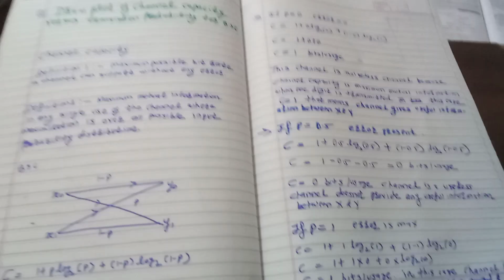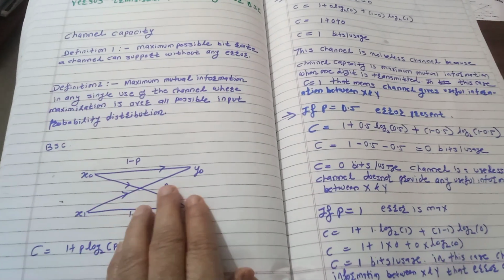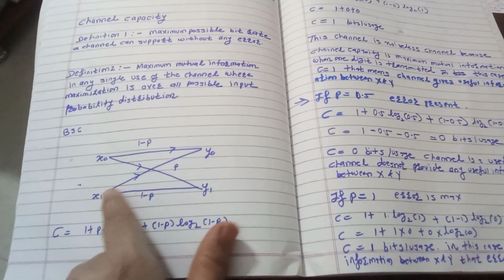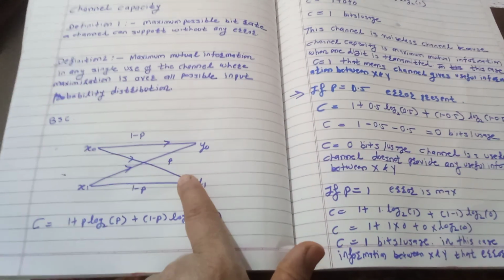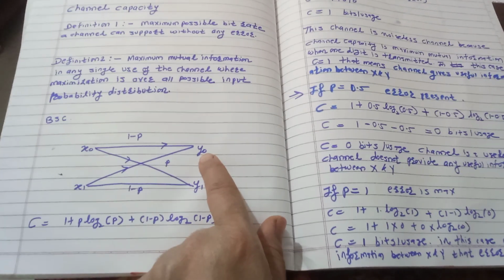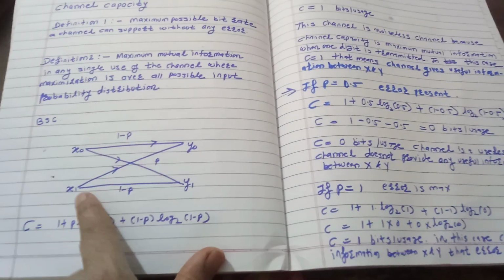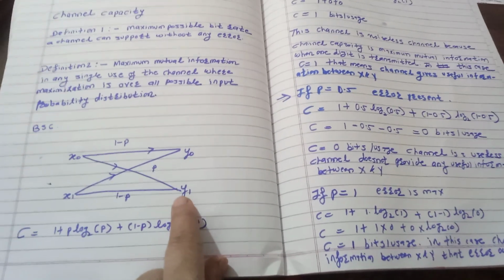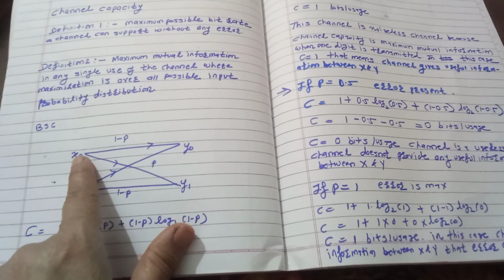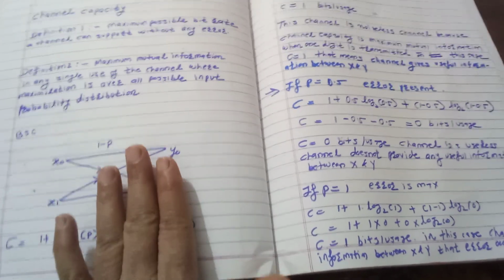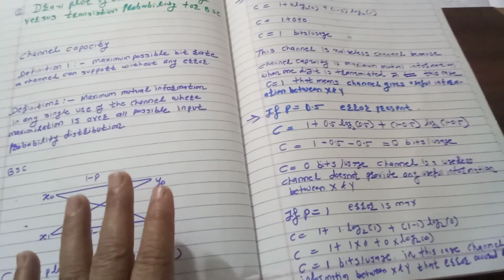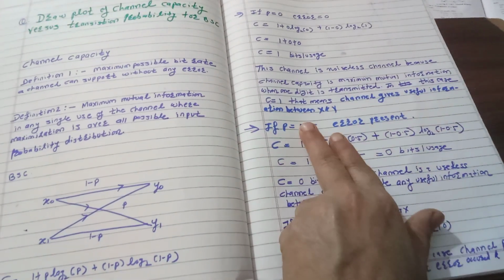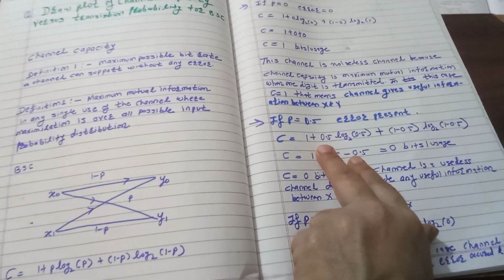If P equal to 1, that means this part is not there, that means this part is there only. P equal to 1, that means if you have received Y naught, then the channel is saying that you have transmitted X1. If you received Y1, the channel is saying that you have transmitted X0. That means in this case you can guess what the input is, but in the second case you cannot guess what the input is.